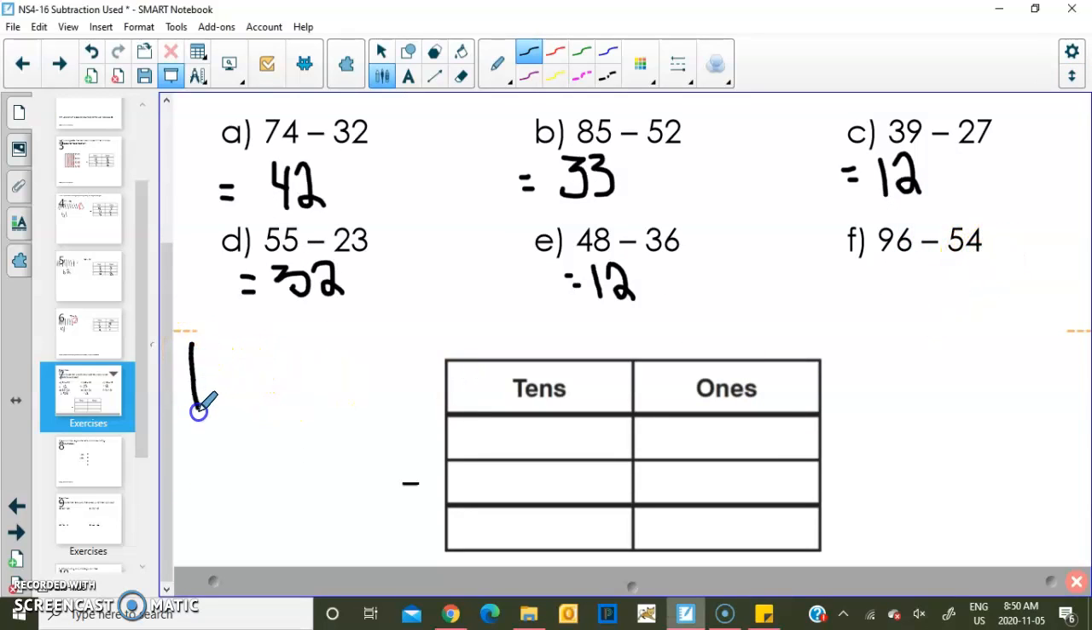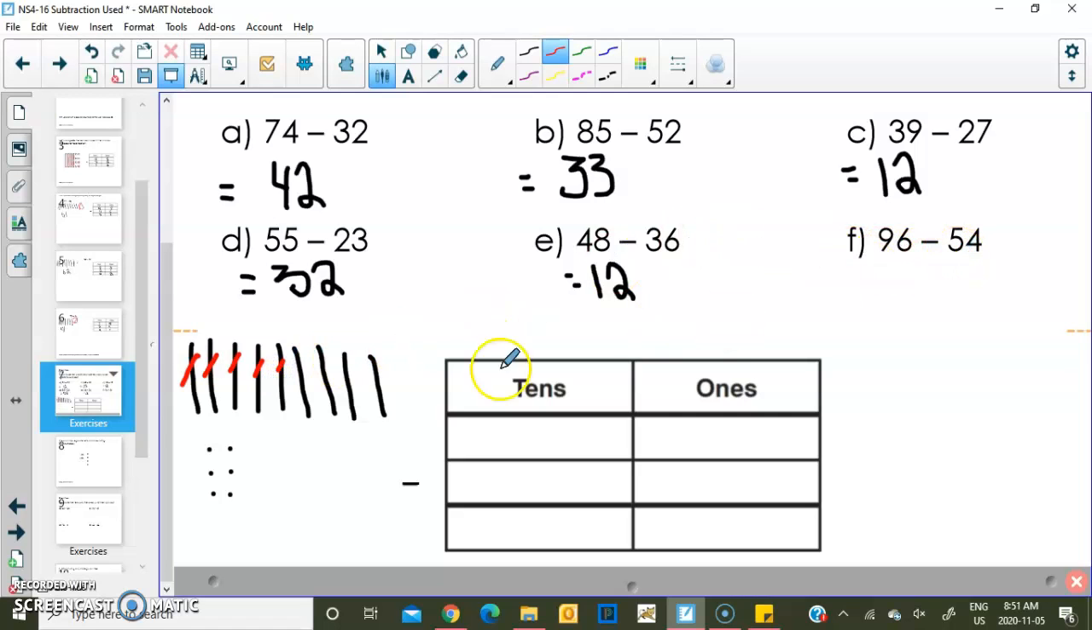So I need to draw out 9 tens blocks and 6 ones blocks. Okay, now I'm subtracting 54, so I need to take away 5 tens rods, and I need to take away 4 ones blocks, so I'm just going to circle these 4 and cross them out. So how many tens rods do I have left? I have 4 tens rods. And I have how many ones blocks? 2.